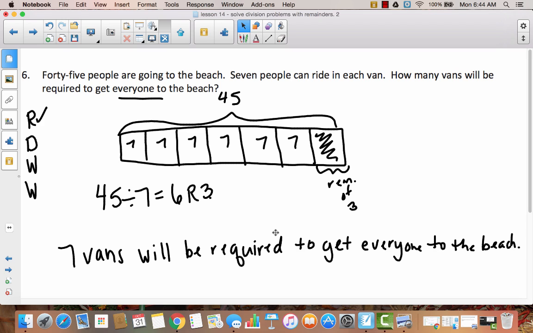So today we solved some division problems with remainders. I hope that you're starting to understand how to draw a tape diagram to show division.